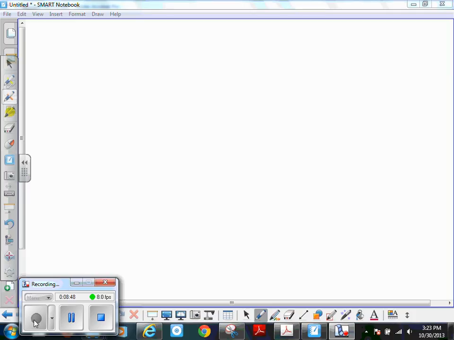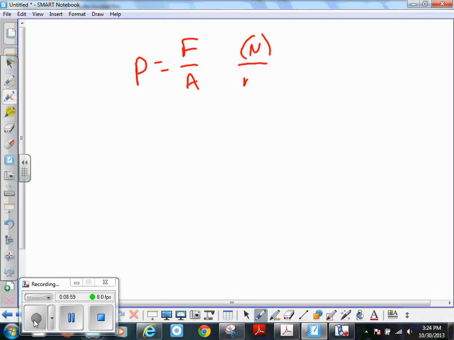We're going to rehash the pressure formula. So we've done this before, but pressure is force per area. And force is measured in newtons. Area is measured in meters squared or centimeters squared or anything squared like that. And remember, pressure, we said, is measured in pascals, or like today we use millimeters of mercury.